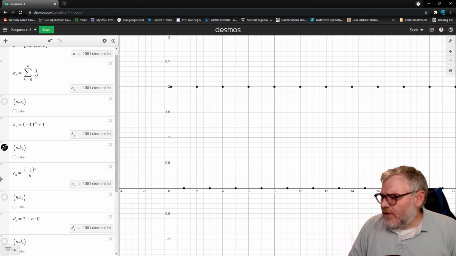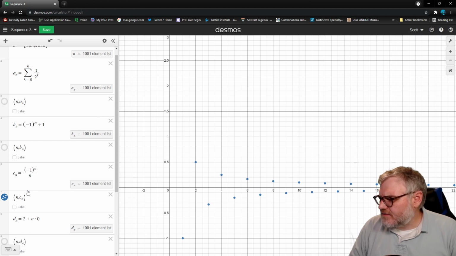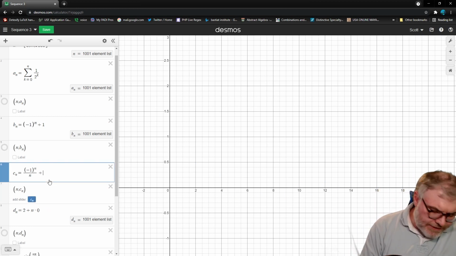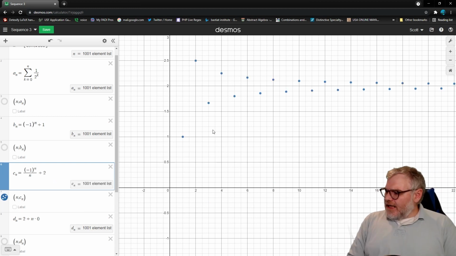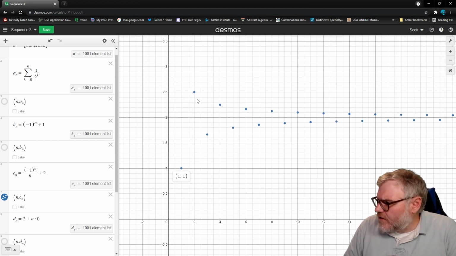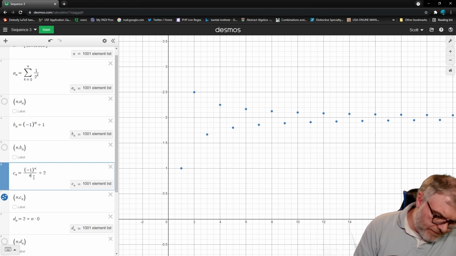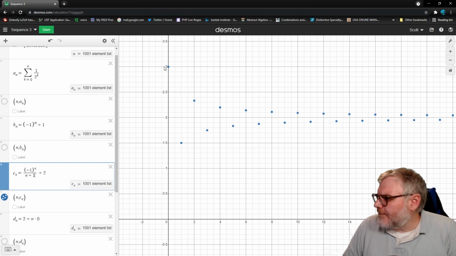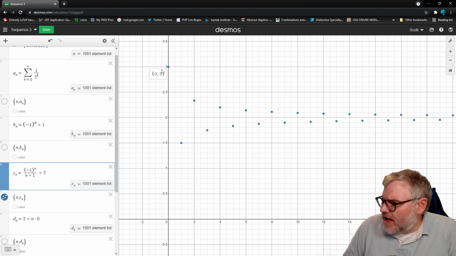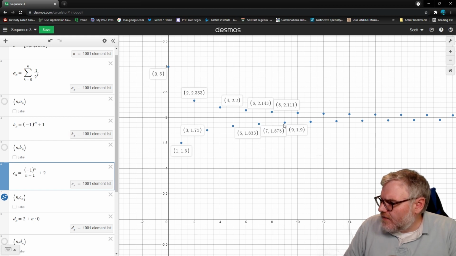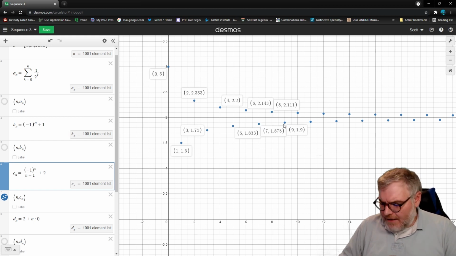But let's look at a different one. Let's look at Cn here. Let's make Cn go to the margarita as well. Here I have a sequence where I'm jumping around as well. I start at 3, and then I come back to 1.5, and then I come up here, and then I come here, and then here, and then here. This is an area where we want the limit to happen.